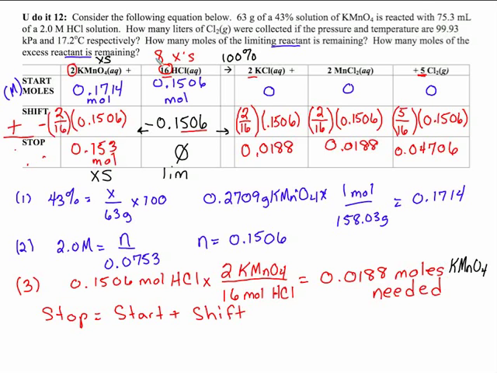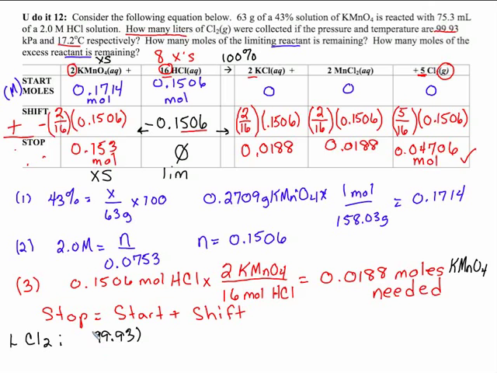Now, let's look at what it asked. It asked us how many liters. Okay, so let's address that. How many liters of Cl2 were collected? And it gives me a pressure and a temperature. Well, if I have a gas and I have moles, a pressure, and a temperature, hopefully you realize that would be PV=nRT. So that step here, how many liters of Cl2, now becomes a pretty straightforward PV=nRT problem.